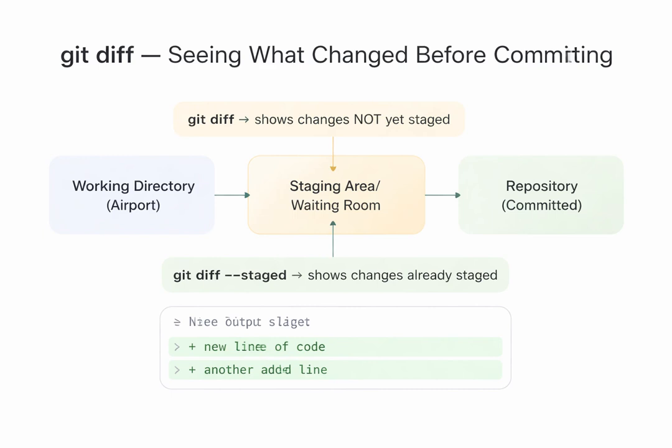So git diff shows you the changes that are sitting out in the airport, in your working directory, that haven't made it to the waiting room yet. You'll see lines in green with a plus sign, meaning those lines were added. Red lines with a minus sign would mean something was removed. This is incredibly useful when you come back after a break and can't remember what you changed.